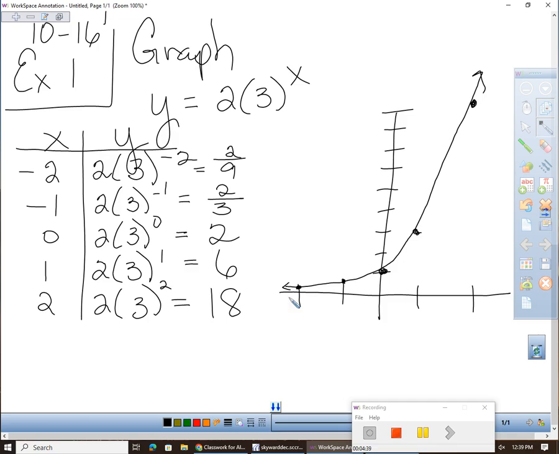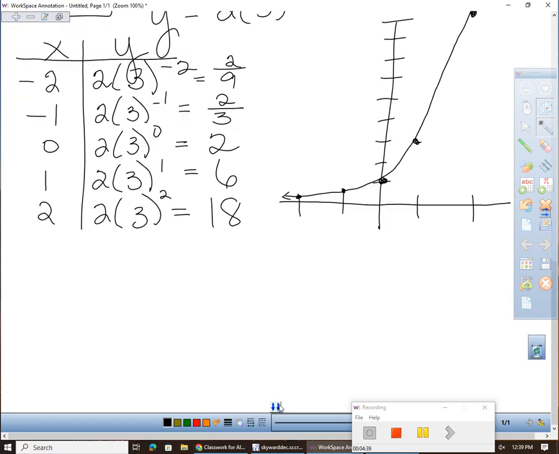Okay? Let's do one more. Yeah, no problem. You just, 2/9 is little, right? So it's just barely above the x-axis. Just kind of approximate in there.